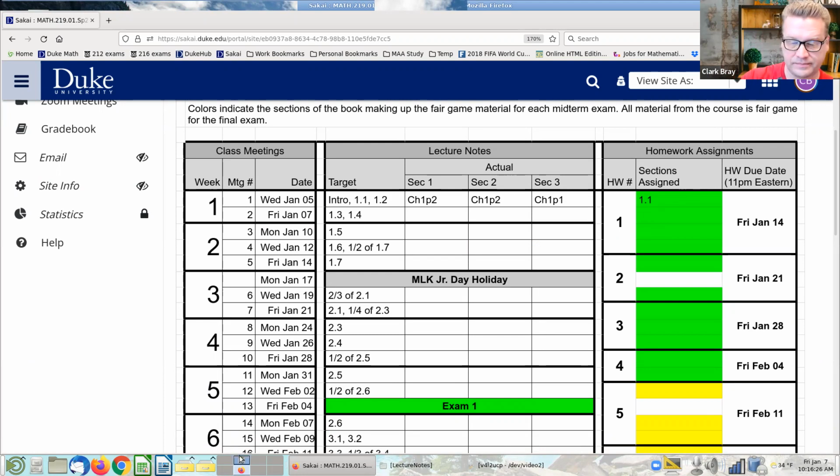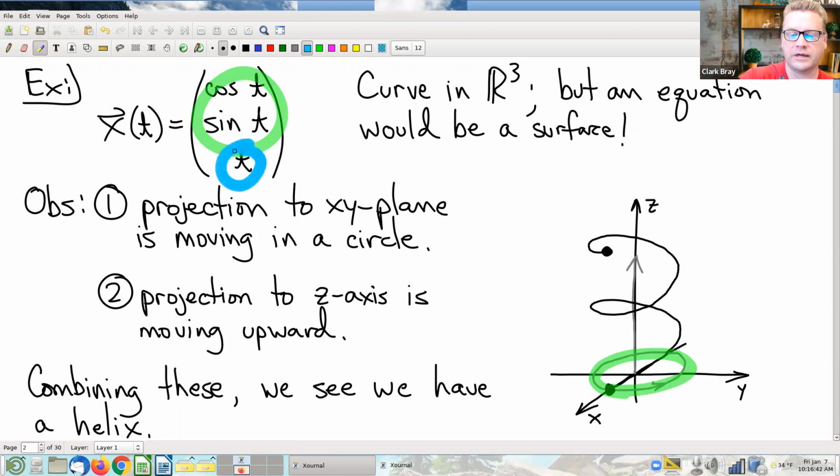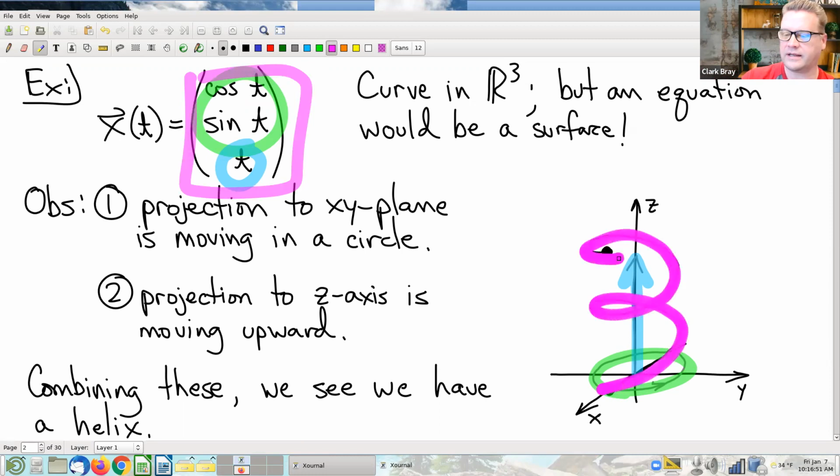Okay, let's dive in. So here's what we were talking about last time, talking about parametric curves. This is the last one we looked at. And again, sometimes you have to kind of piece it together. In this case, the XY behavior was understood to be a circle, and then the Z behavior was understood to be upward at a constant pace, and you can put that all together and get that it's a helix. You have to use some geometric intuition there. That's just what it is. Okay, so let's move it along.